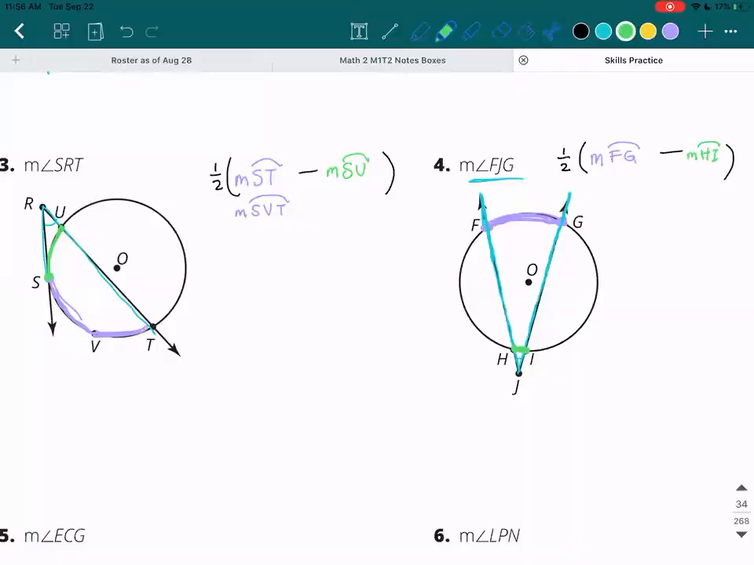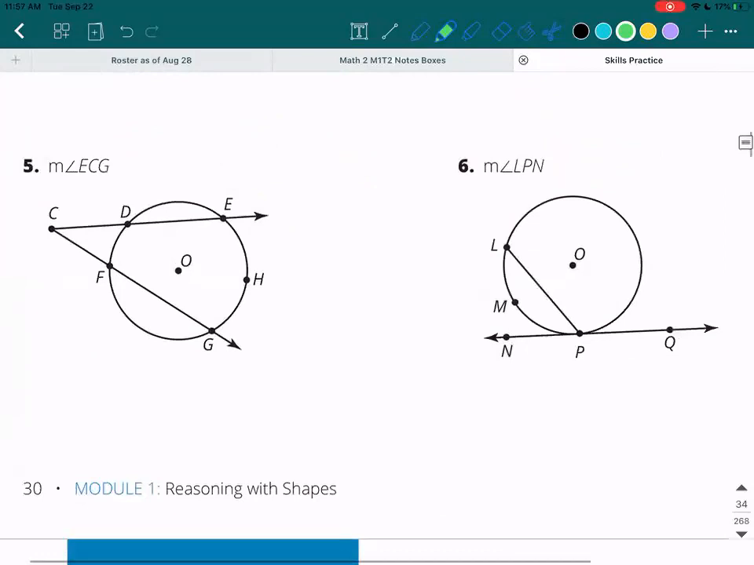All right, moving on to the next one, we have 5 and 6. Let's take a look at 5, it's ECG. So ECG, this angle. Let me write out our formula as well. It's half big arc minus little arc. Now let's find out what our big arc is. Remember, the blue lines like to eat up the big arc. Which letters represent our big arc? EG. Yes, EG.